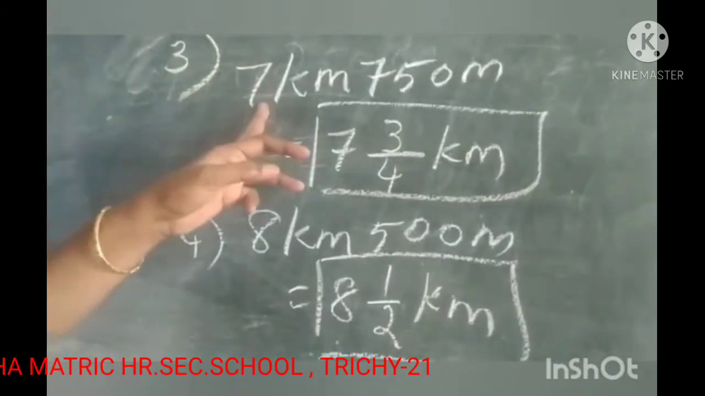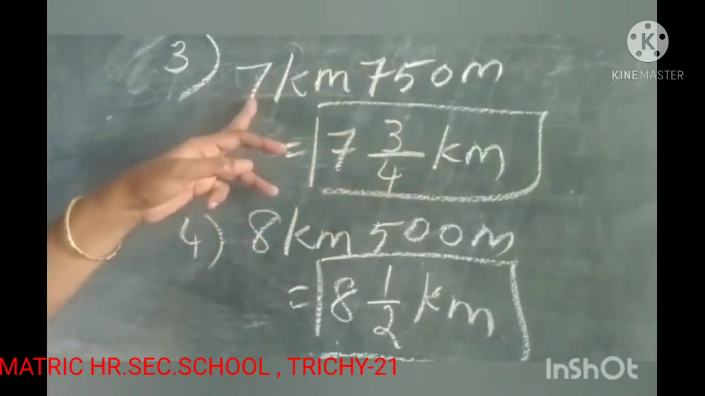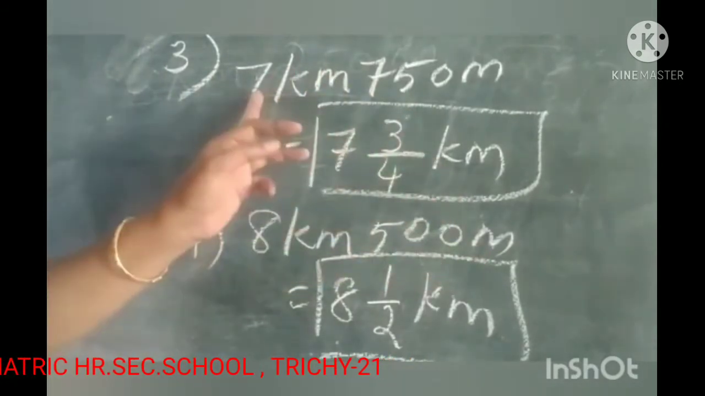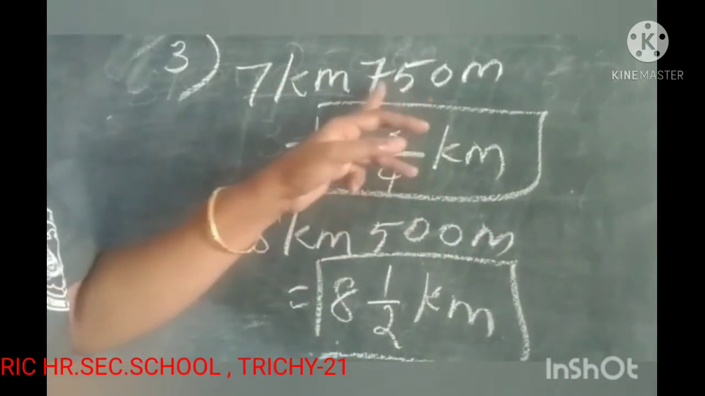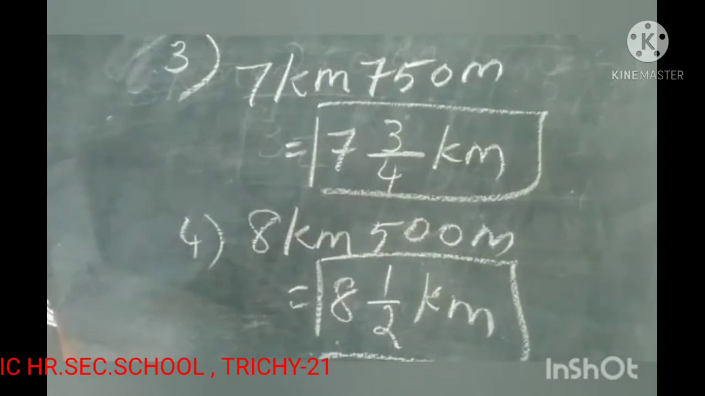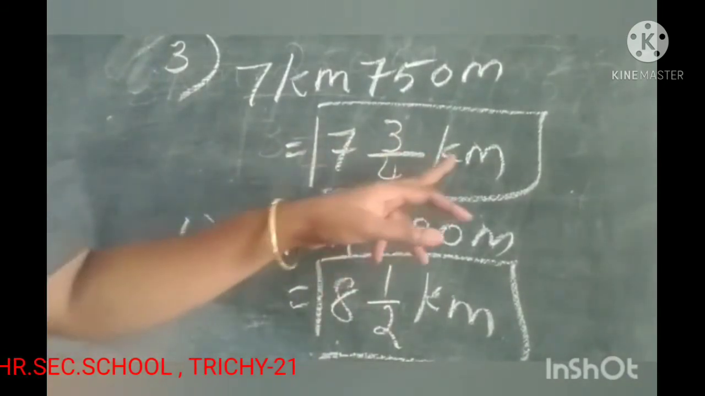The given sum is 7 kilometer and 750 meter. So you can write that, everything convert into kilometer. The 7 kilometer, so keep the 7 as it is. Here instead of 750 is what? 3/4 part. Okay, so 7 3 by 4 kilometer.